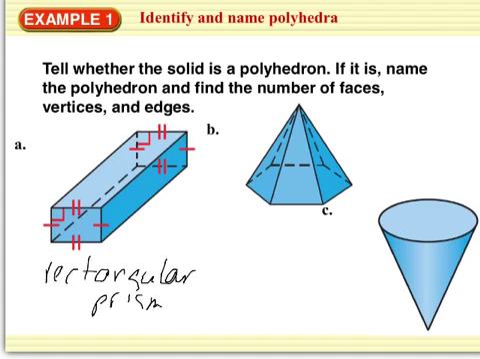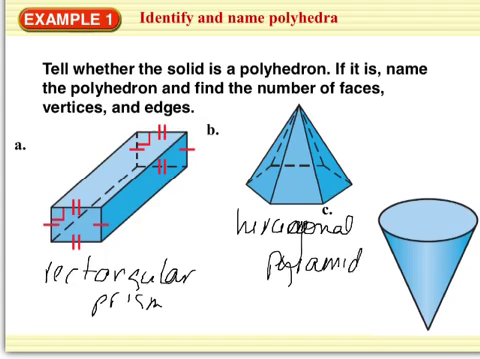Okay, the second one, the base is 6-sided. So it would be a hexagonal pyramid. And part C is not a polyhedron.